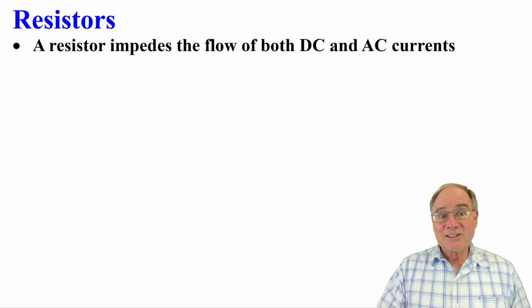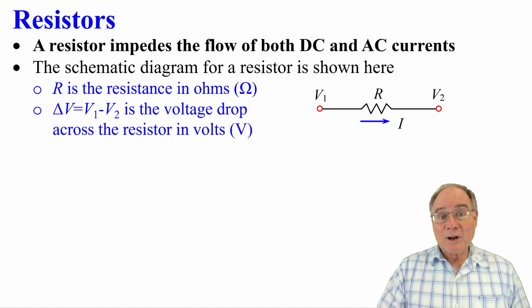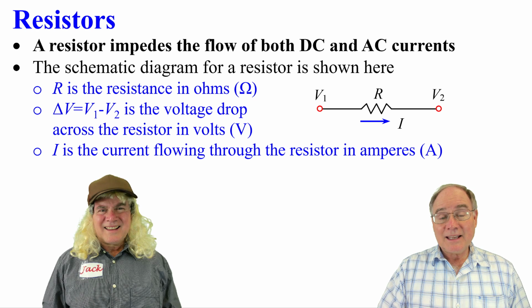Resistors. A resistor impedes the flow of both DC and AC currents. Here's the schematic where R is the resistance in ohms, delta V or V1 minus V2 is the voltage drop in volts, and I is the current flowing through that resistor in amps.